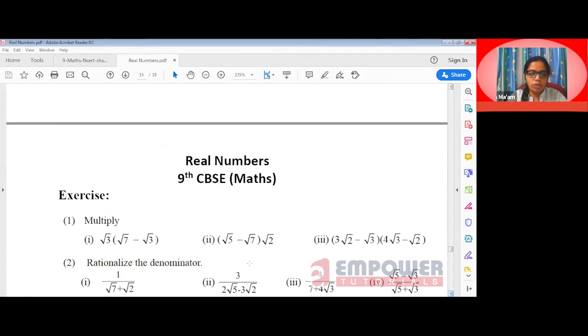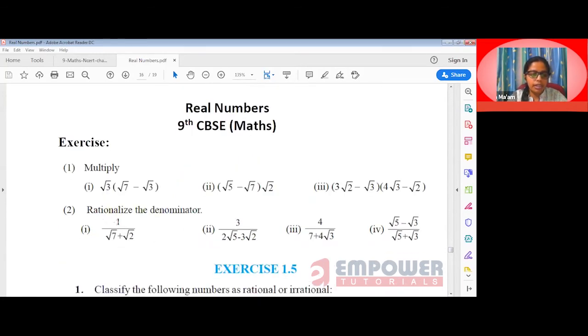Okay, now solve these examples. We will do it simultaneously. You also solve it. I will also help you to solve this problem. Okay, take a screenshot of this. Yes, everyone, take a screenshot of this. You need to solve these problems. Okay, these are extra.